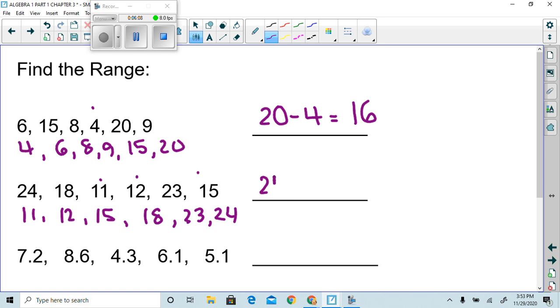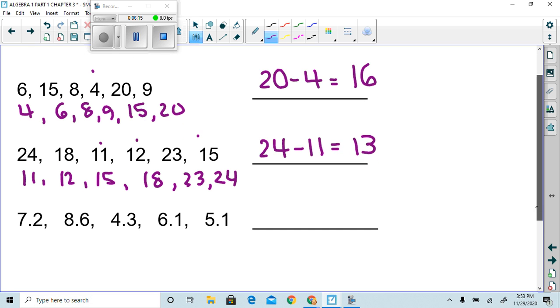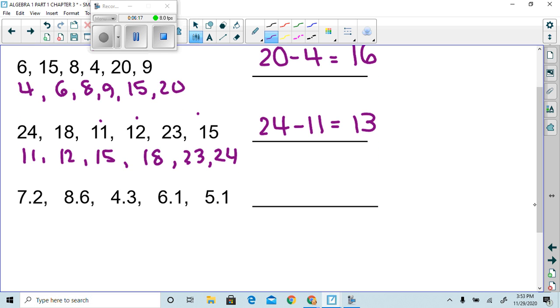I take that greatest number. From that, I subtract the smallest. My range is 13. On to one more, and this time I see decimals, but again, we'll order them from least to greatest.